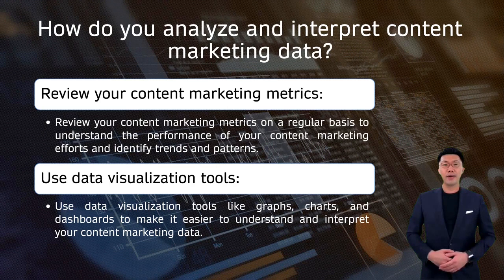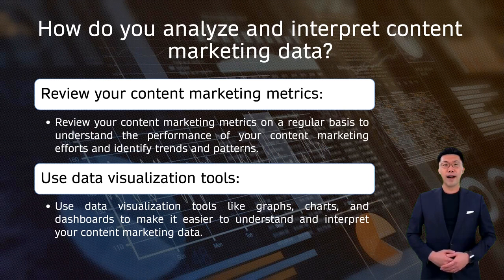So, how do we actually analyze and interpret our content marketing data? Let's take a look at the 5 key steps. Step 1. Review your content marketing metrics on a regular basis. To get a clear picture of the performance of your content marketing efforts, you need to review your metrics regularly, such as website traffic, engagement, and conversions.